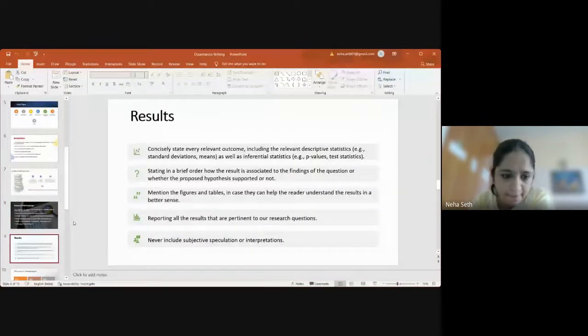Sometimes there are two chapters that are combined by different people, or depending upon the supervisor, we combine results and interpretation in the same chapter. Sometimes we bifurcate them. In one chapter, we present the results, and in another chapter, we give interpretation. Here we are talking about results first, followed by how we are going to give interpretation. When we talk about results, we concisely state every relevant outcome, including the relevance of descriptive statistics as well as inferential statistics.